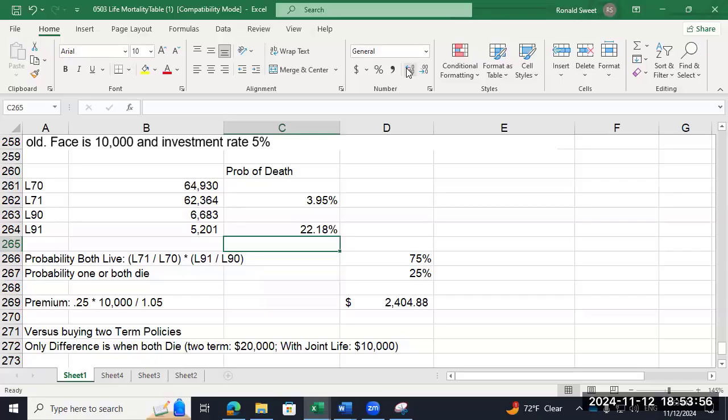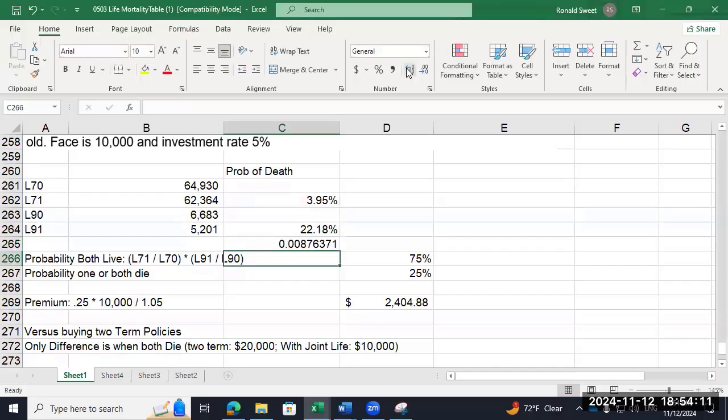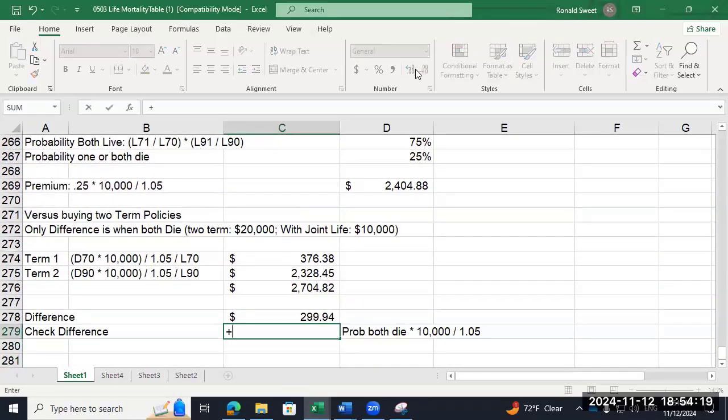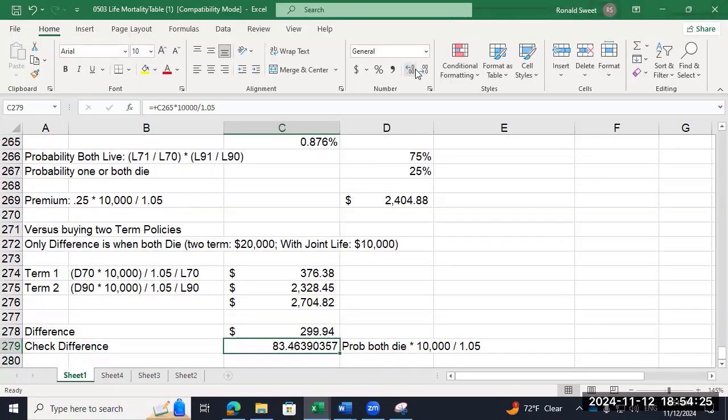Any guesses on that? Do you add them, subtract them, multiply them? Do you remember joint probabilities? What's the probability two things happen? You just multiply them. So the probability they both die is 0.876%. So if you take 0.876% times $10,000 divided by 1.05.